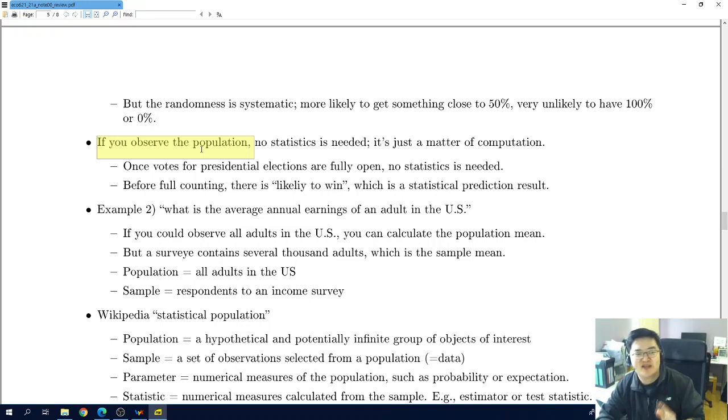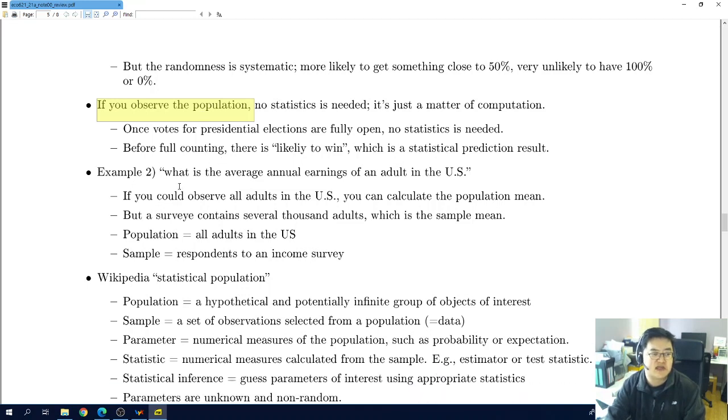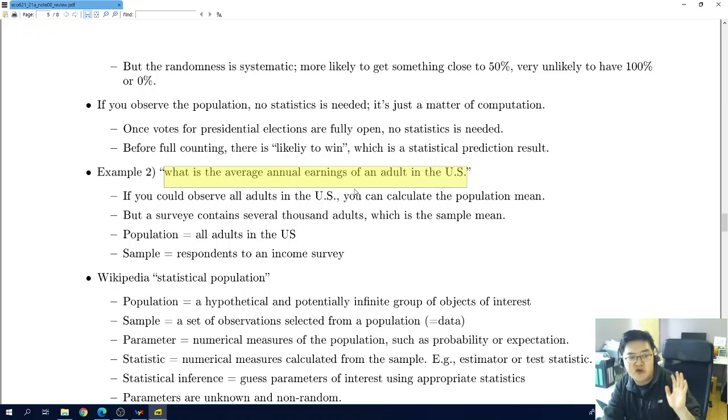In this course, of course, I will assume that the population is unknown. If it is known, you don't need to learn this, right? Another example, a more realistic example. What is the average annual earnings of an adult in the United States? If you could observe all adults in the United States, you can answer it. You don't need statistics. You just need to calculate the average out of the large number of observations.